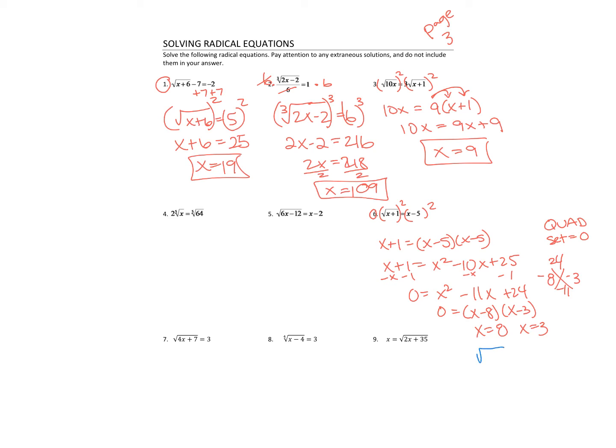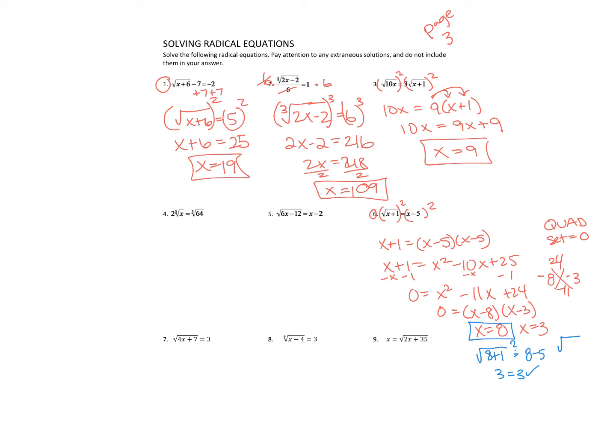I'm going to plug the 8 in, and that's the square root of 8 plus 1 equals, I'm going to see if it's equal to 8 minus 5. So on the left side, I get the square root of 9, or 3. On the right side, I get 3. So the 8 works out great. Awesome. It's a keeper.